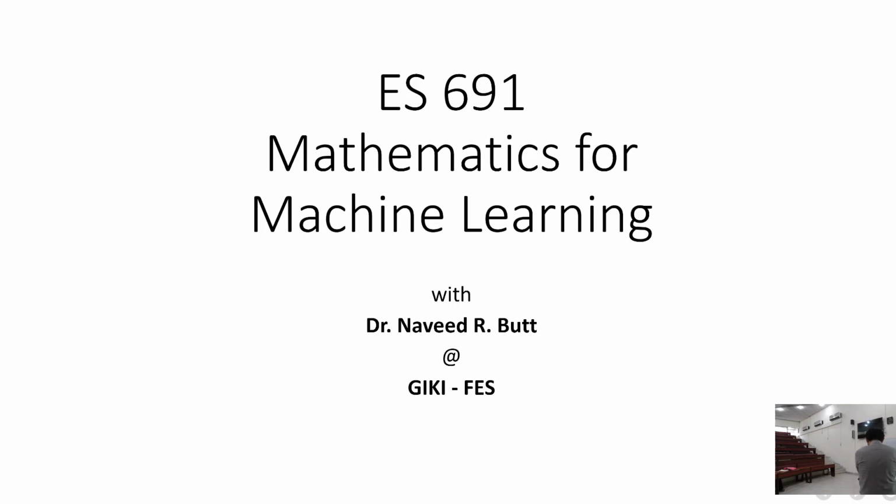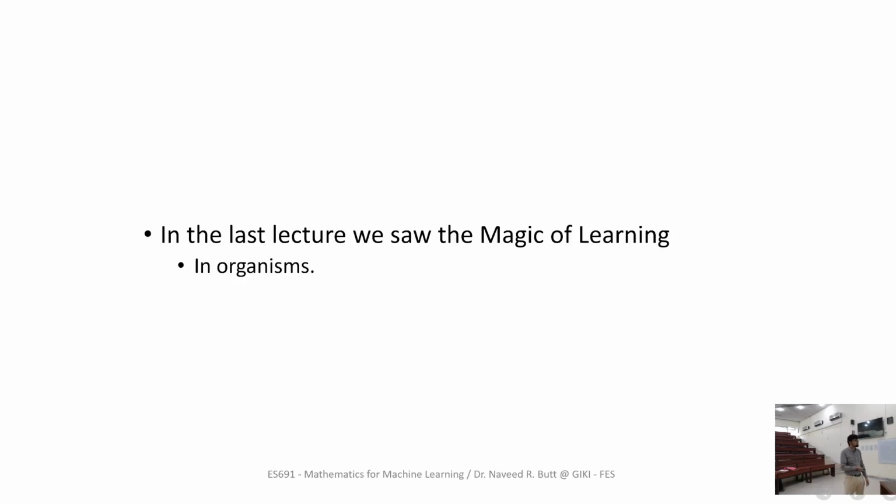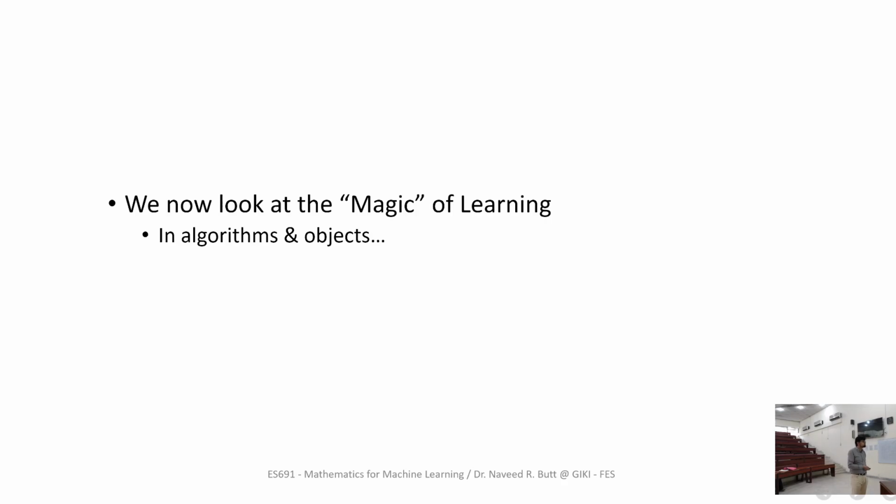So today we will continue our journey in the magic part, but this time we will talk about the magic of learning in algorithms. पिछला organisms था, natural, yes. Now we are going to algorithms, which will be artificial, machine, whatever you want to call it. Yeah, mathematical. So let's start with that.